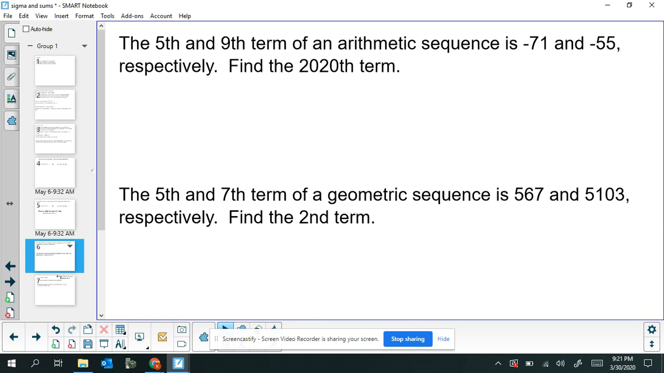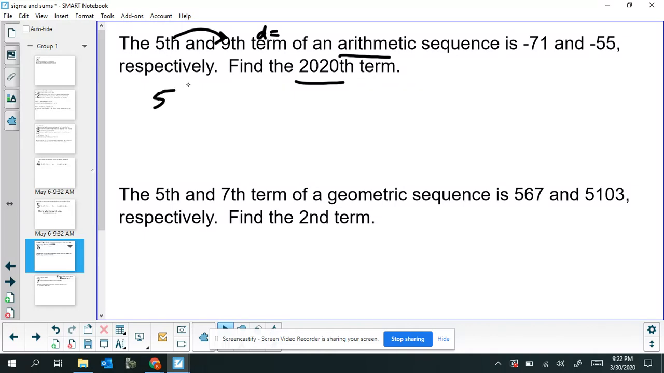Okay, so if we're going to try to figure out the 20th term of this thing, we need to first recognize that it's an arithmetic sequence, and we can work with the fact that we know the fifth and ninth term. I noticed that whatever the common difference is, we're going to have to use that twice. No, I'm sorry, 4 times to get from the fifth to the ninth.